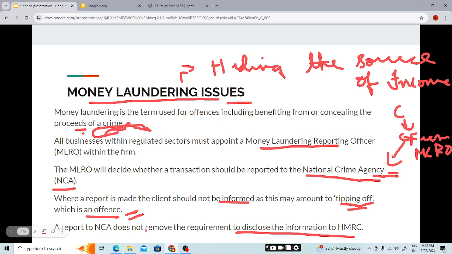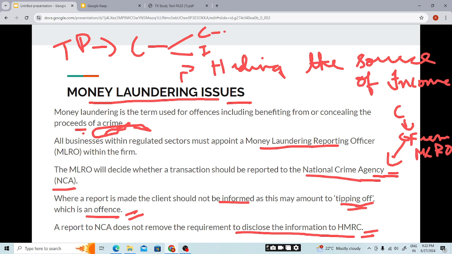The report to the NCA does not remove the requirement to disclose the information to HMRC. So as a tax practitioner, if you find your client guilty under money laundering, then if it is a company, you need to report to the money laundering officer. For individuals, the National Crime Agency. And after reporting, you also need to report to HMRC. You might think, I reported to the money laundering officer and the National Crime Agency, so I need not report to HMRC. No, no, no, that is very wrong.